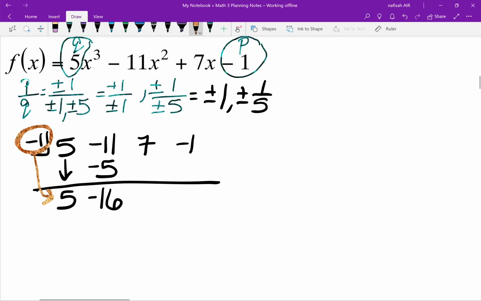You're going to take the number in the box, and you're going to multiply it by the number you wrote down there. -1 times -16 is +16. You write that on the second line. You do the math. What's 7 plus 16?